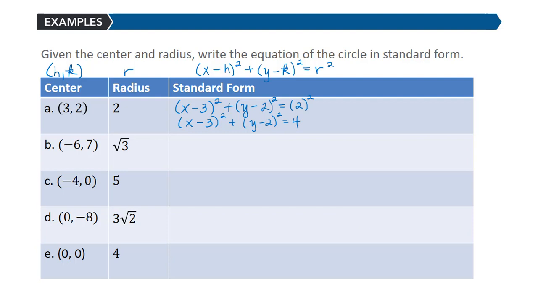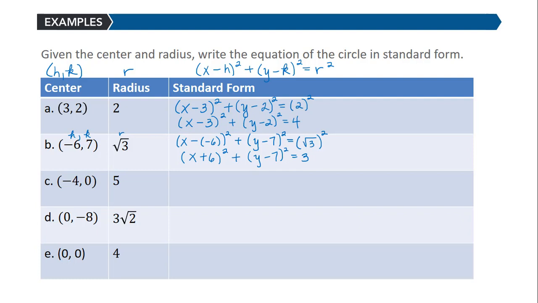If our center is (negative 6, 7) and our radius is the square root of 3, keep in mind negative 6 is our h, 7 is our k, and the square root of 3 is our r. So we would have x minus negative 6 quantity squared plus y minus 7 quantity squared is equal to the square root of 3 squared. Simplifying gives us (x plus 6) squared plus (y minus 7) squared, and the square root of 3 squared is just 3.